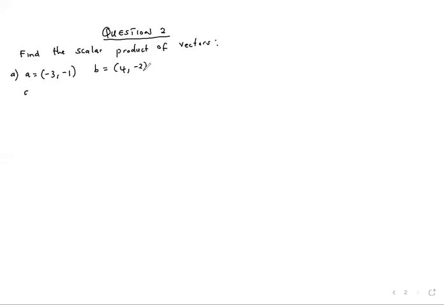The scalar product is a dot product, which is (-3, -1) dot (4, -2). This is -12. It's a scalar. So -12 plus 2, which is -10. So you multiply, dot product, this guy times this guy, plus this guy times the other guy there.